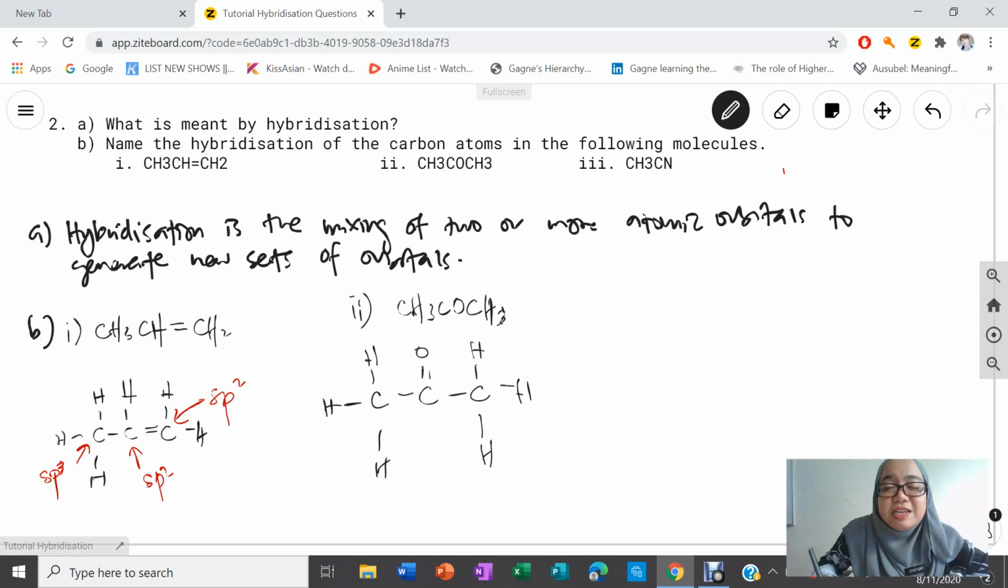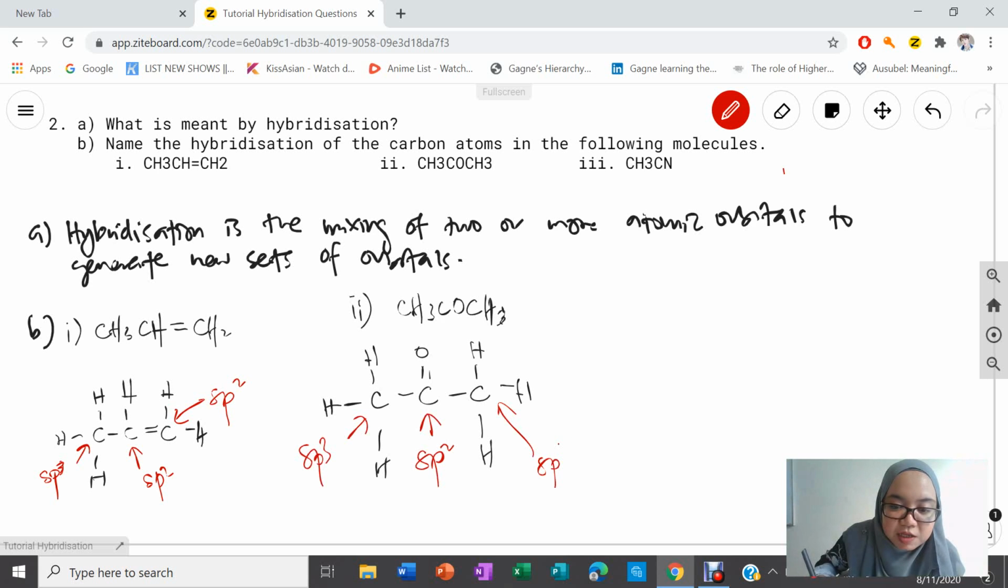If you calculate it according to the steps, you will find all of these are already in octet. They follow the octet rule, and the formal charge also works out. This is the stable structure. Now for each carbon, let's look at how many electron groups are around it. 1, 2, 3, 4, so this is sp3 tetrahedral. 1, 2, 3, so this is sp2. This one is 4, so this is sp3.